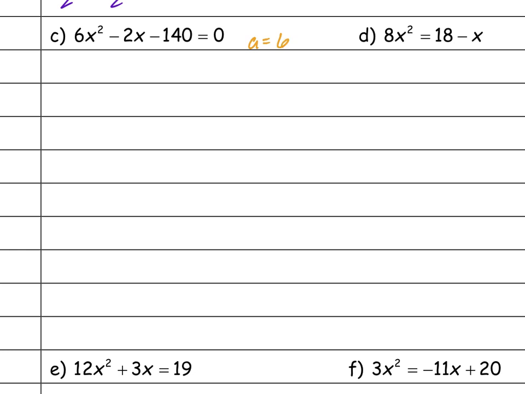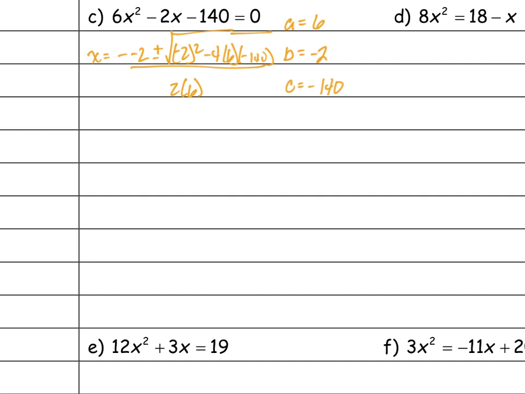So A for number C, everything's on the same side of the equal sign. So A is 6, B is -2, and C is -140. So X is going to equal minus a -2 plus or minus the square root of -2 squared minus 4 times 6 times -140. Okay. All divided by 2 times 6.